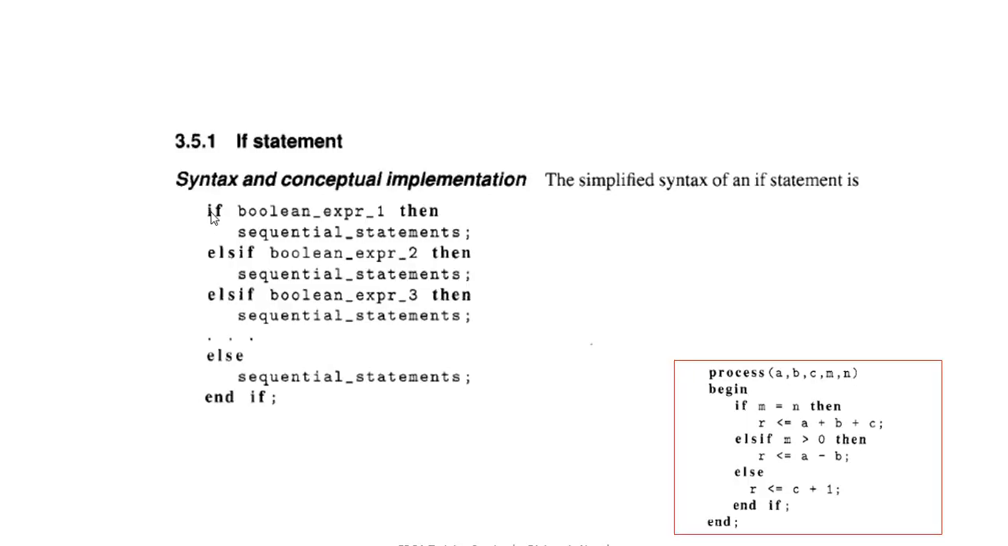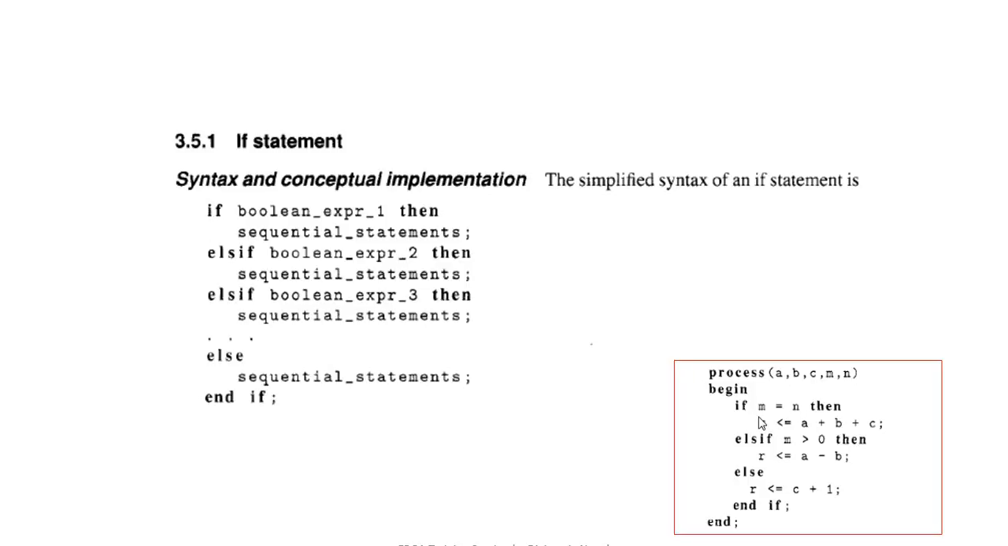If condition, then this statement; elsif condition, then this statement; elsif, elsif, elsif, and the else condition is not required, because else is the last condition. Else sequential statement, and then we have end if. So there are three significant differences in the if statement compared to C programming: we use then, we have elsif, and we also have end if.